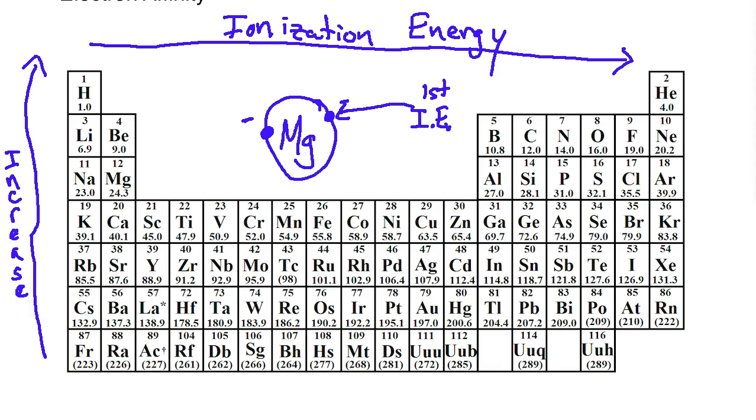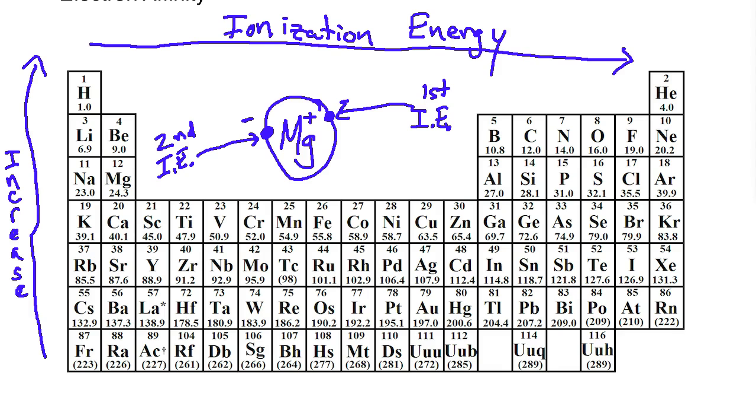And I have to put in a certain amount of energy to do that. But then, after that's been removed, and I'm dealing with magnesium plus, I'd like it to become magnesium 2 plus, so I need to remove a second electron. This is known as the second ionization energy. And you can continue to build up. You could have third, fourth, fifth ionization energies. Every subsequent ionization energy is going to be more costly than the previous one.